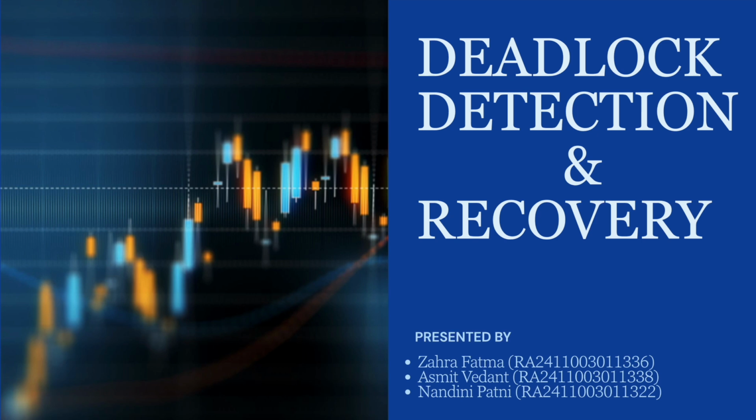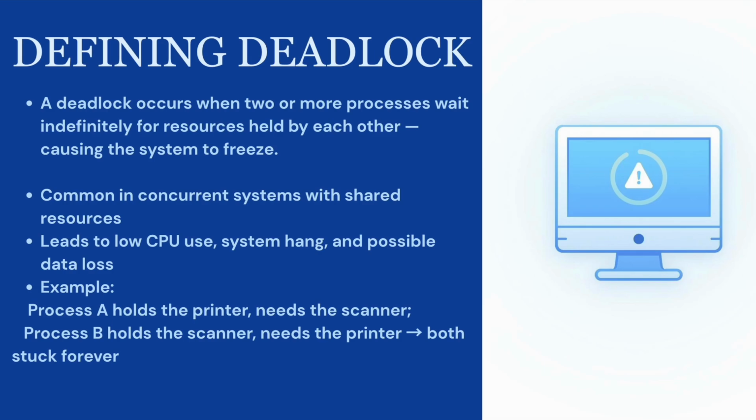Let's begin by understanding what a deadlock actually is. A deadlock occurs when two or more processes are each waiting for a resource that another process is holding on to, meaning none of them can continue. This usually happens in systems where multiple processes share limited resources.